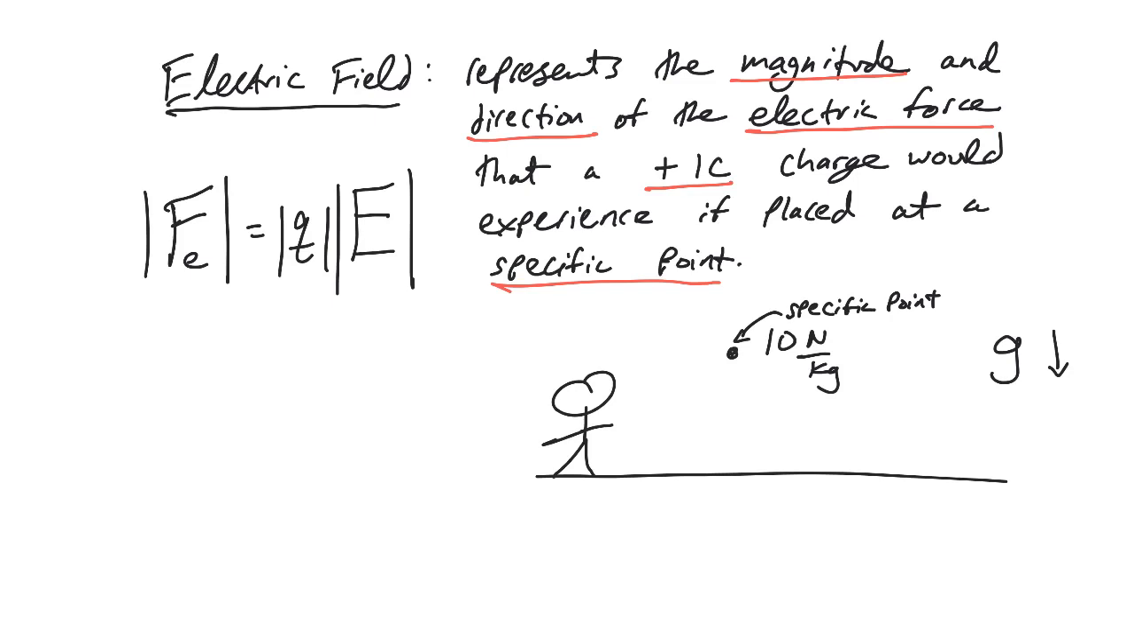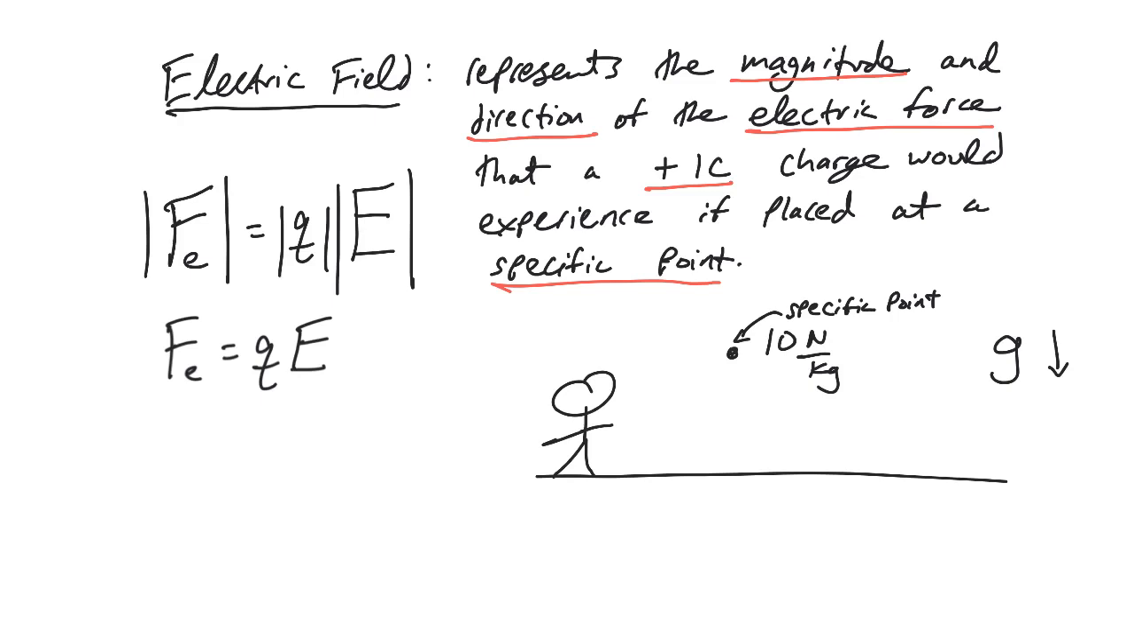So just to formalize that, the electric field represents the magnitude and direction of the electric force that a positive 1 Coulomb charge would experience if placed at a specific point. And the formula is here, and again, most of the time we just write it like this, just for clarity, but it is representing magnitudes.